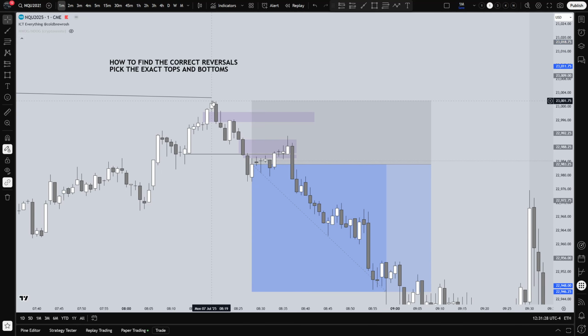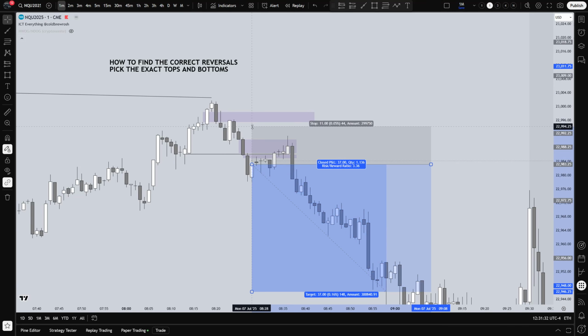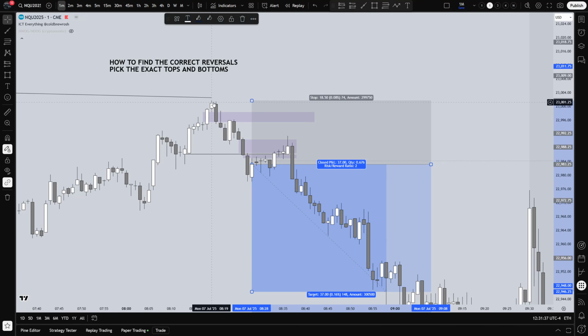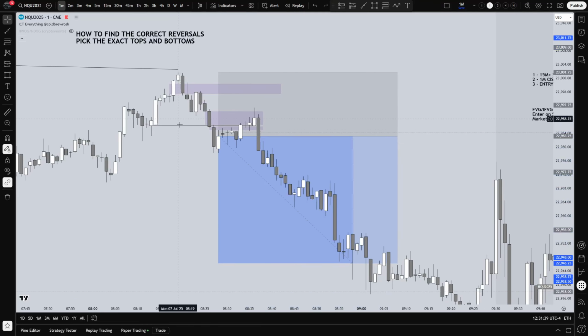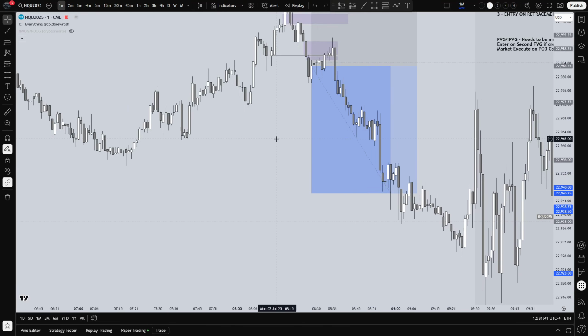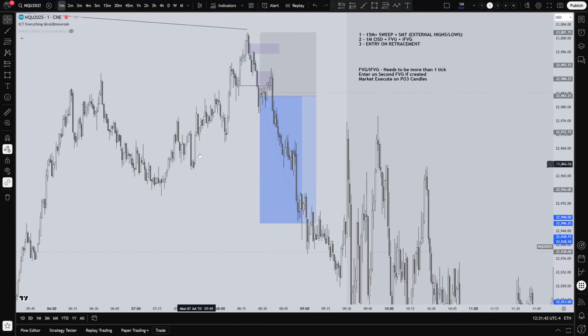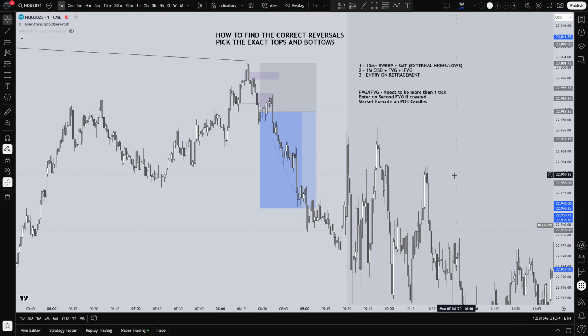No internal high, no reduced stop to try and get all fancy and get a better risk to reward. Don't do it. Just put it on the swing high. That's where the SMT is, that's where it's safe, and target a fixed 1 to 2R. You can see in this example it worked nicely.